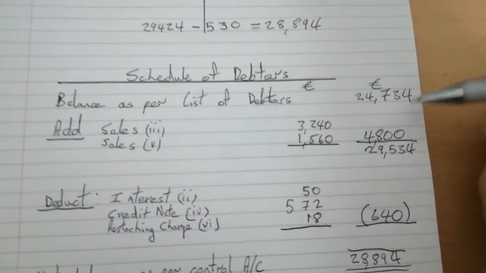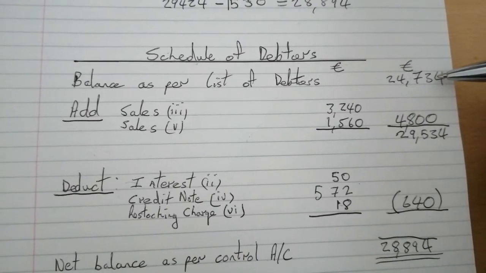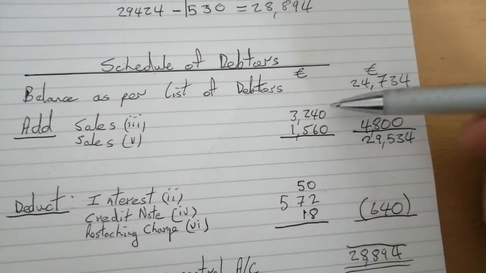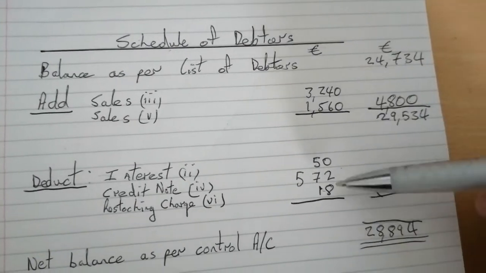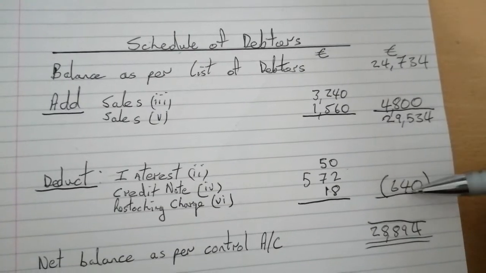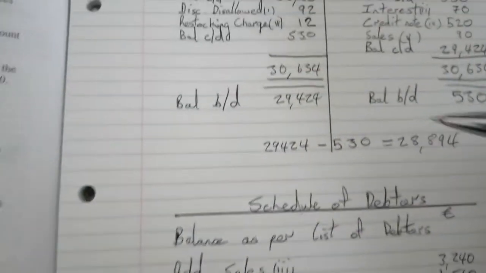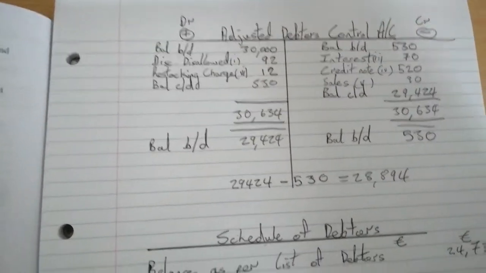So does that make sense? This is what we had at the very beginning, the incorrect balance from our list of debtors, because there were mistakes in our debtors account, these mistakes that we've gone through. So then we fixed, in order to fix the mistakes, we said you'd have to add on these figures. So we're adding to this to give us that. And then you also had to subtract these in order to fix the mistakes. So we're subtracting that from that, and this gives us the correct figure which we now have in our schedule, and we also have if we took our two balances together in our debtors control account.